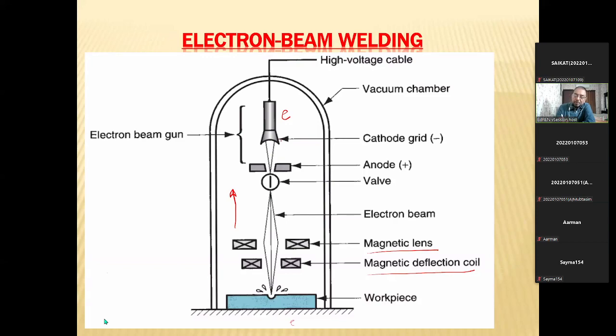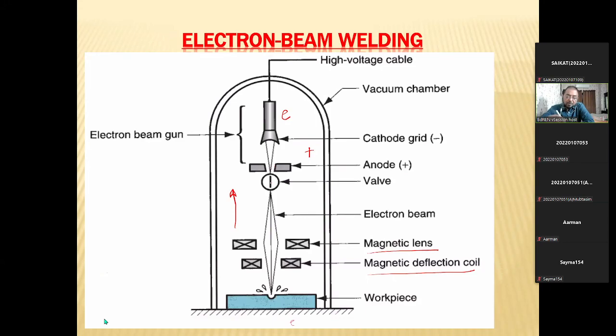This voltage between the anode and cathode will give us the high voltage. This high voltage will accelerate the electrons.